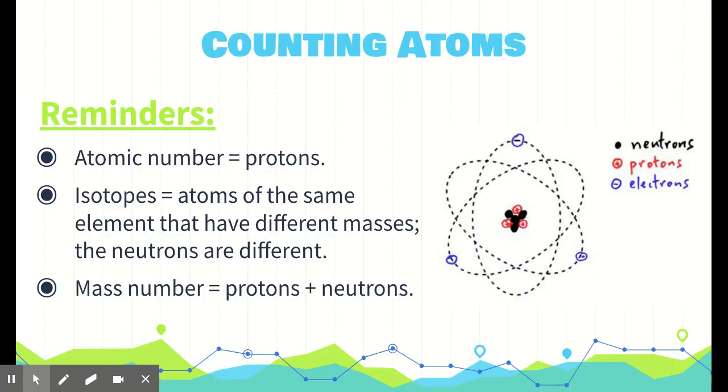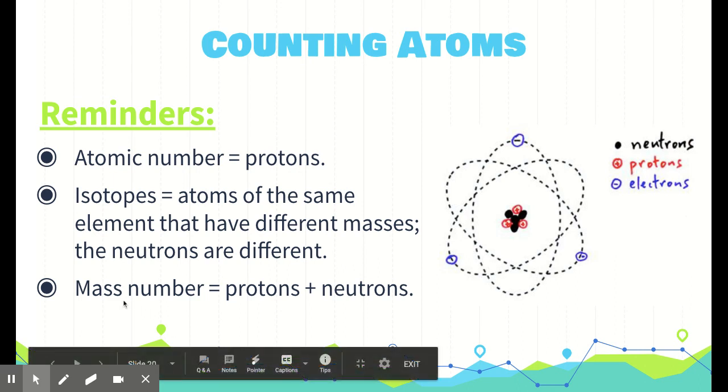So today we're going to be talking about molar mass, using Avogadro's number, and some more converting or dimensional analysis. Just a reminder, the atomic number is your number of protons. Isotopes are atoms that are the same element but have a different mass. If you have carbon and one has a mass of 14 and one has a mass of 12, they're both carbon, just different isotopes of carbon. And the mass number is protons plus neutrons. So if you're trying to figure out how many neutrons there are, it's always going to be the mass minus the protons.